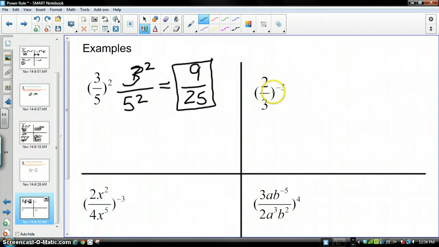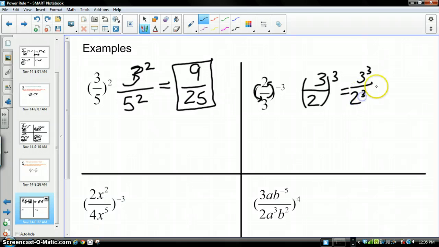Now here, we have a negative exponent after the parentheses. So when we have a negative exponent after the parentheses, I'm just going to go ahead and flip these. So this is going to become 3 over 2, all to the third power. So 3 to the third all over 2 to the third, which is 81 over 27. That cannot be simplified anymore.